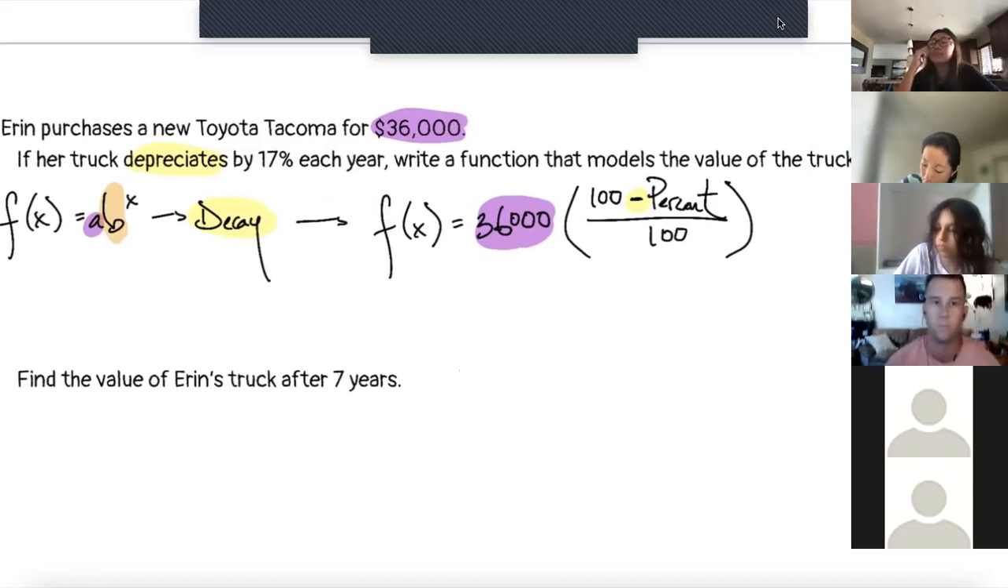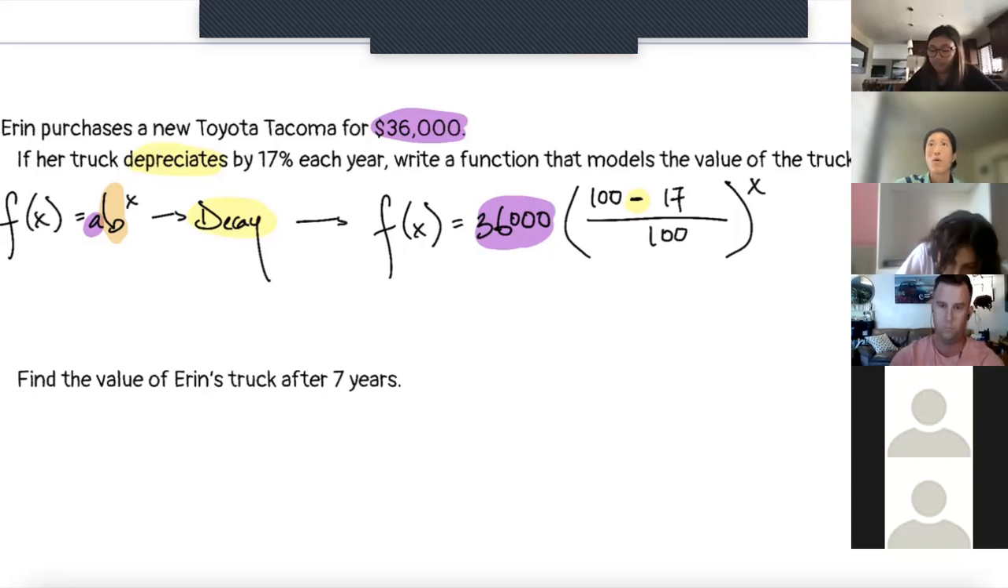Then all of that work, we don't want to forget to write the x that is in the exponent. Sometimes that happens. All right, but instead of percent, we're going to go ahead and plug in 17. So I'll erase the words. We're going to put a 17 here.